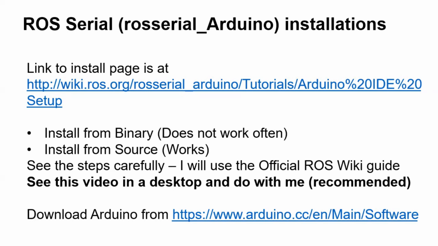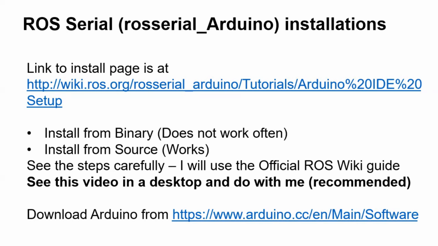Now there are two options of installing rosserial_arduino. One is for installation from the binary. Now for some reasons this binary installation has not worked for me, and I always install from the source and it always works. So I'll try to show both of them, and there are some gotchas and workarounds which you need to do, and it is often not so straightforward. Okay, so watch this video carefully, and I'll be using the steps from the official ROS wiki guide.